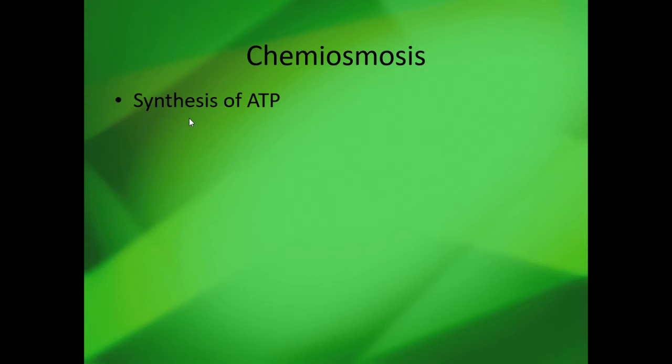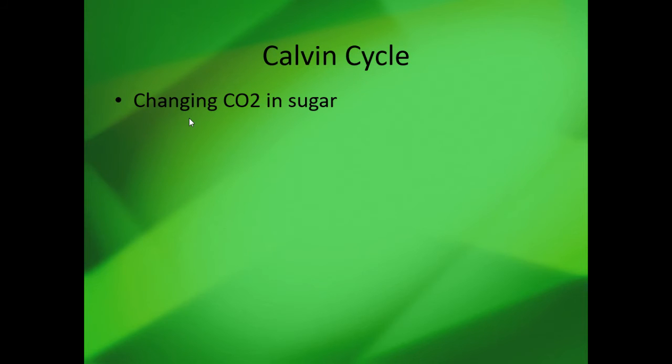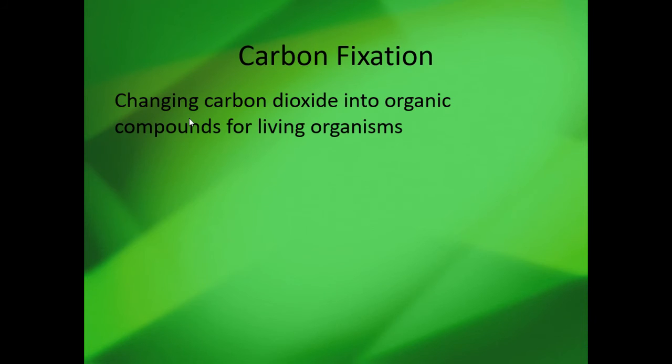Chemiosmosis is the synthesis of ATP. So synthesis means making. Basically, you're making ATP. Calvin cycle is changing carbon dioxide into sugars. Carbon fixation is changing carbon dioxide into organic compounds for living organisms. So plants do this, and also some bacteria go through carbon fixation or nitrogen fixation as well.